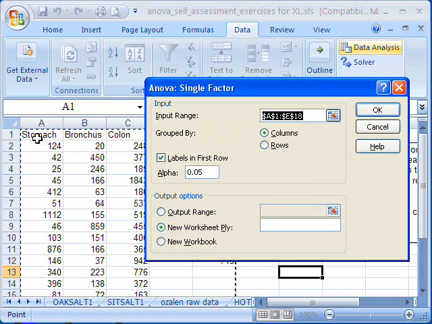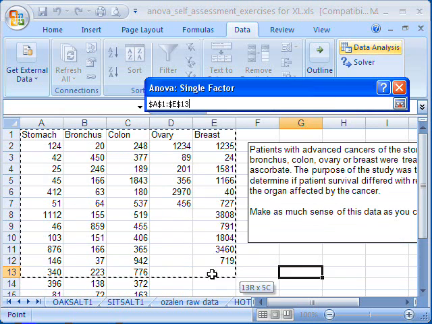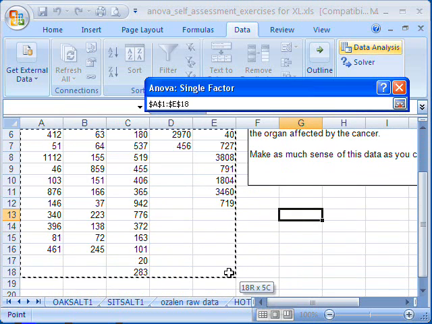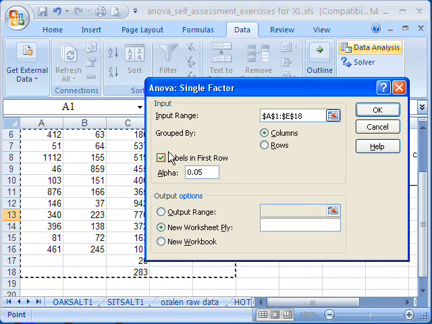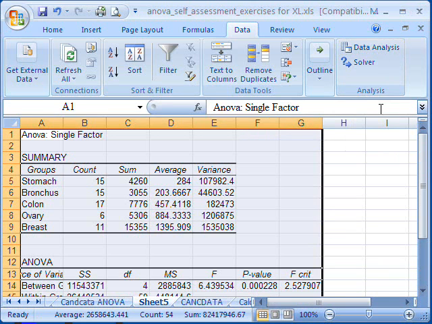And Excel requires that your data be in columns, with a single cancer like this being in each column. So I'm just going to click and drag over the whole data. I have labels in the first row. It's grouped by columns, and I'm going to shove it into a new worksheet. And OK. And there is my output file.